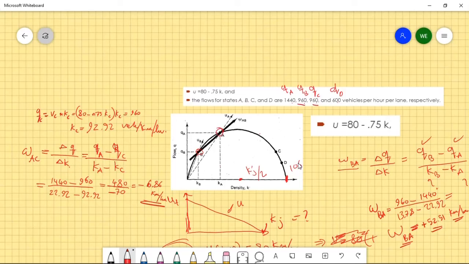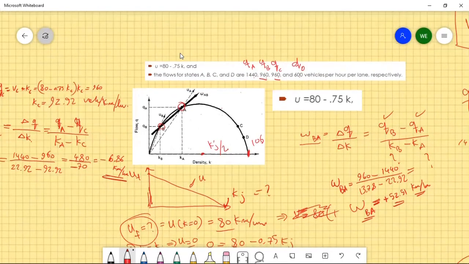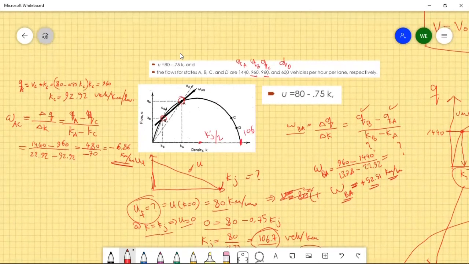Okay, any questions so far? God willing, it's clear. Okay, we are going to stop right here and we will continue tomorrow, God willing.